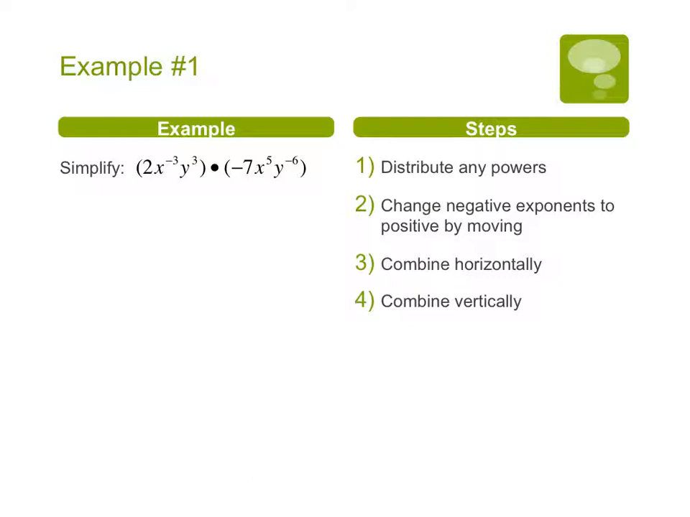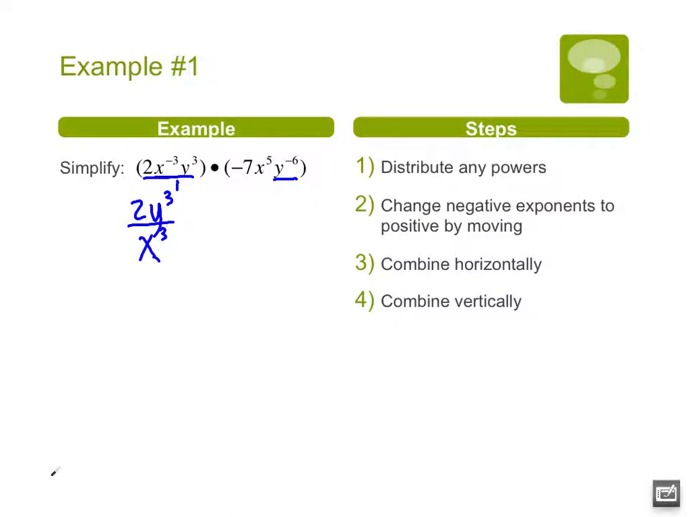Okay, hopefully you paused the video and had a chance to write down the steps. So for this first example, step number 1 is to distribute any powers. What that means is distribute any powers that are outside of the parentheses. In this case, we don't have any of those. So we're going to move on to step 2. Change negative exponents to positive by moving. Okay, so we have a negative here, a negative here. Remember that in order to change a negative exponent to a positive, we need to move from numerator to denominator. So this 2y to the third can stay in the numerator. Remember that this is all over 1. That x to the negative third has to move to the denominator.